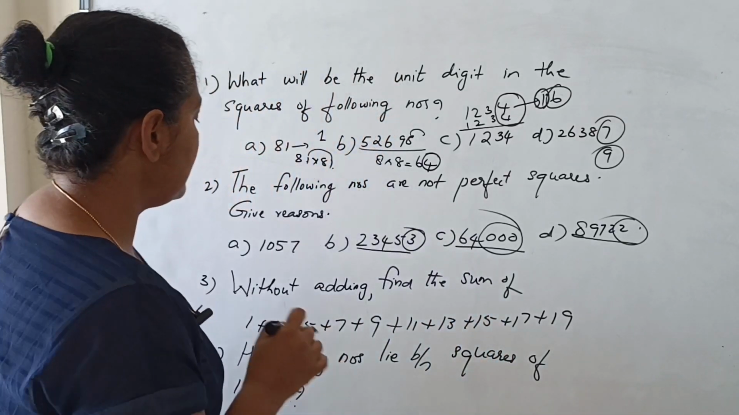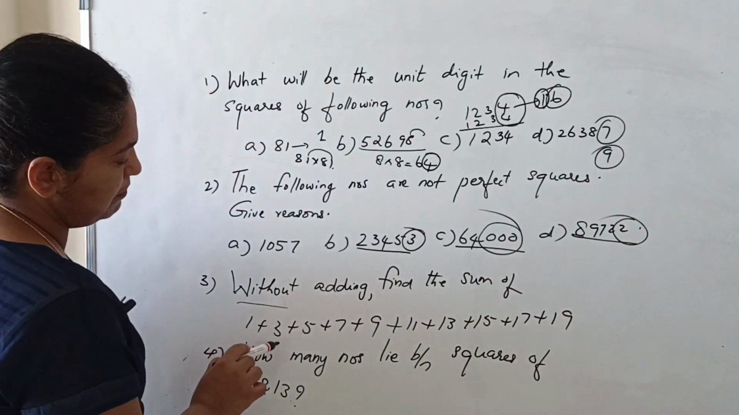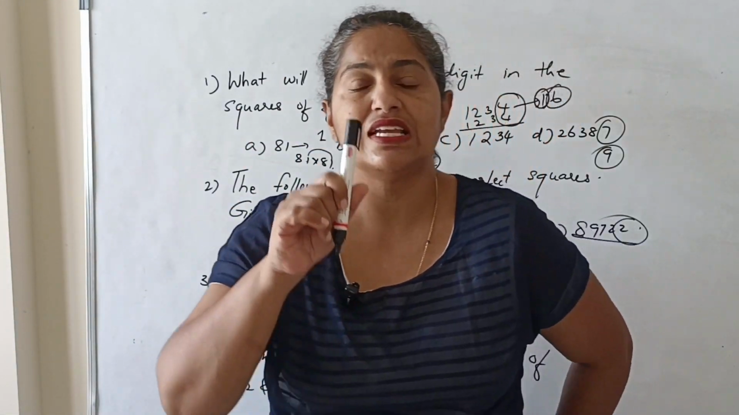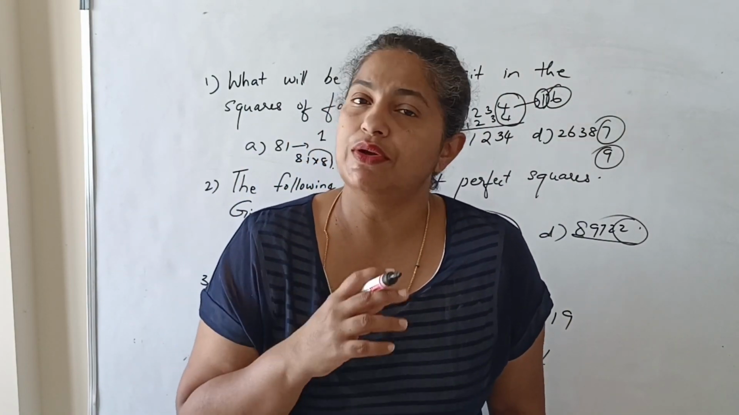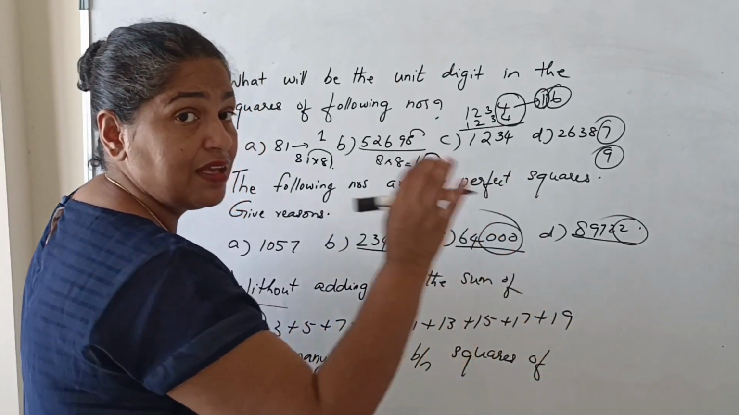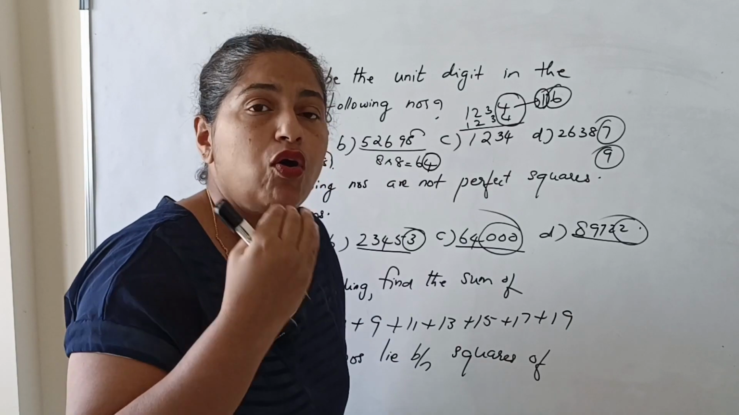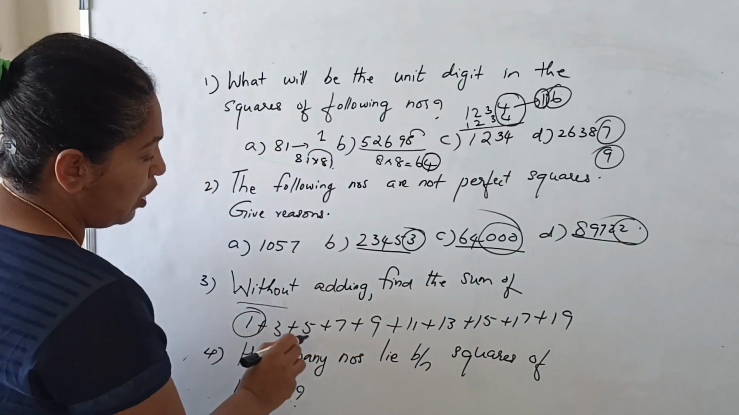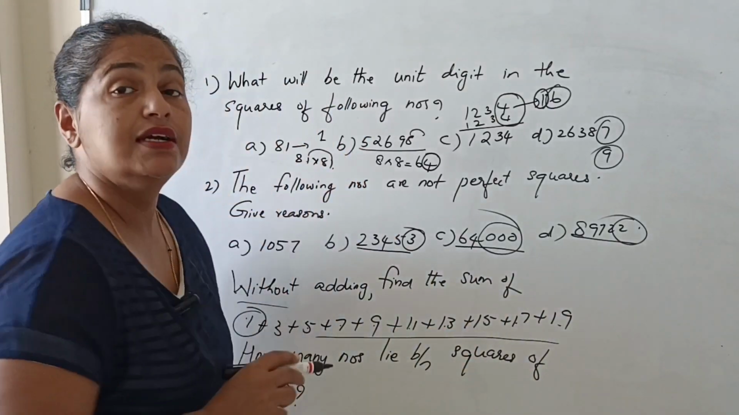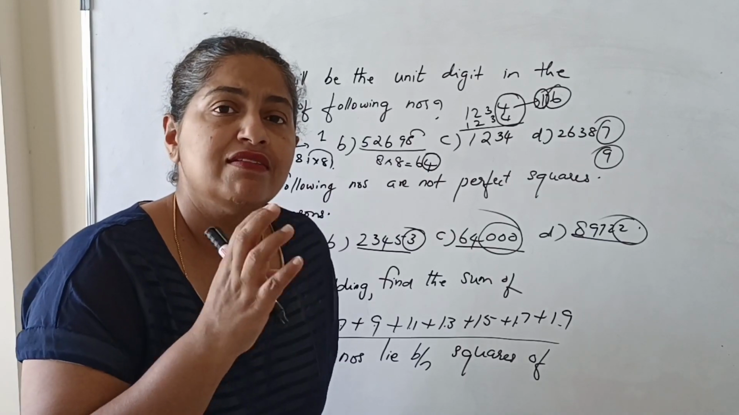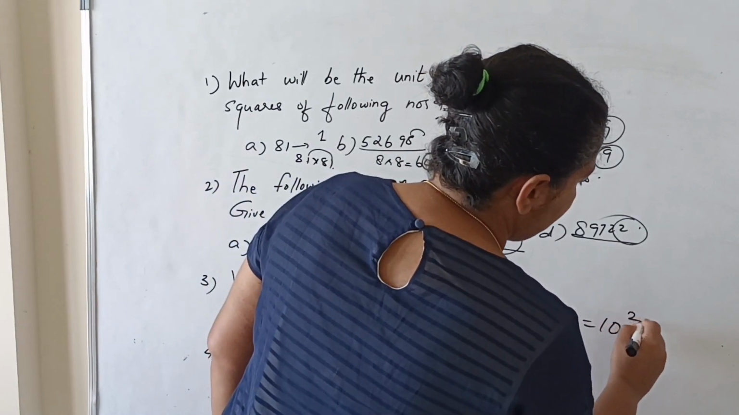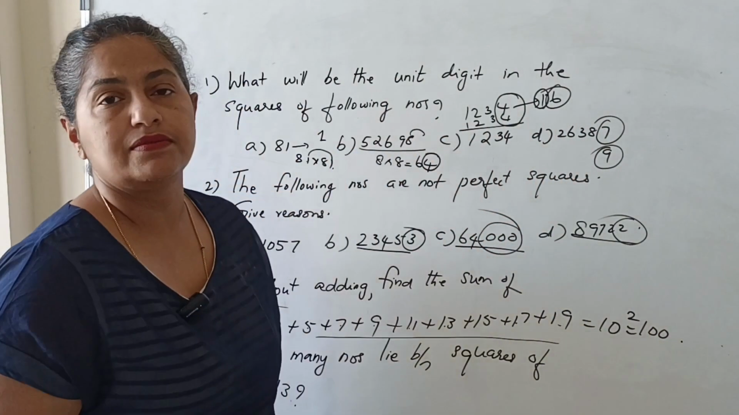Now the next one. Without adding, find the sum of 1 plus 3 plus 5 plus up to 19. We have seen that the sum of the first n odd numbers is equal to n square. This is starting from 1 and going in sequence, so these are the odd numbers from the beginning. How many odd numbers are over here? 1, 2, 3, 4, 5, 6, 7, 8, 9, 10. 10 odd numbers are there. So we know that the sum of n odd numbers is n square. The sum of 10 odd numbers is equal to 10 square, which is 100.